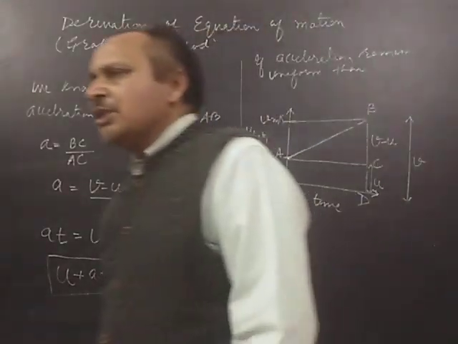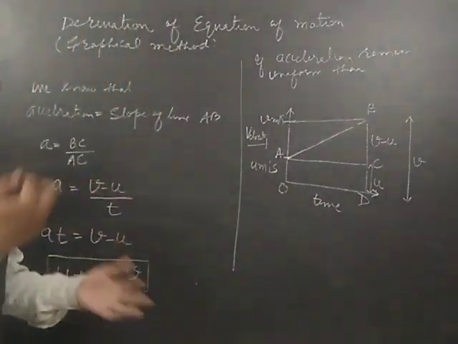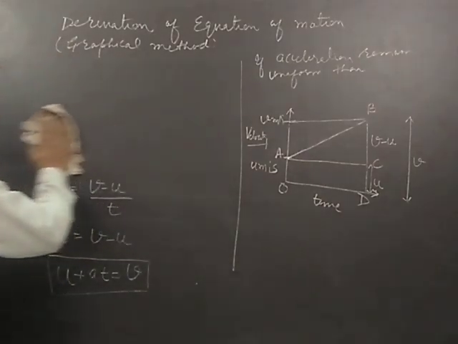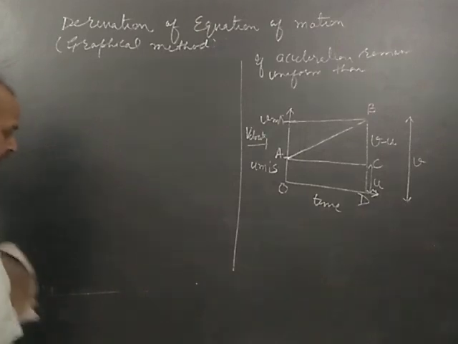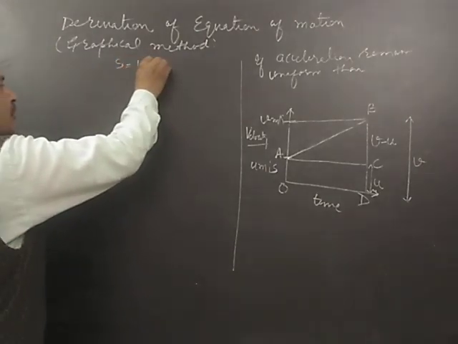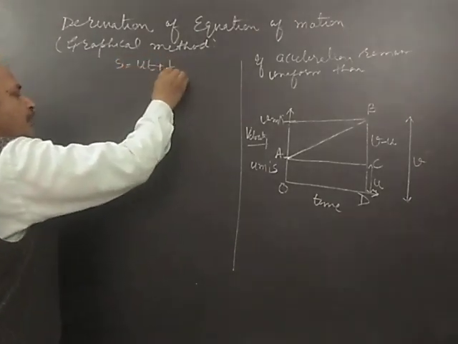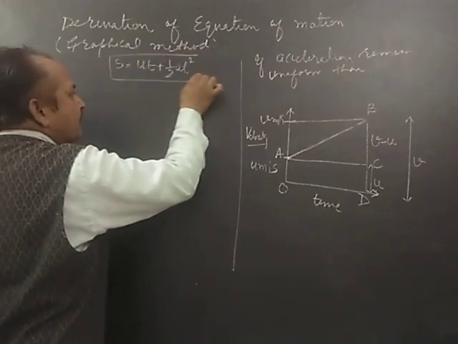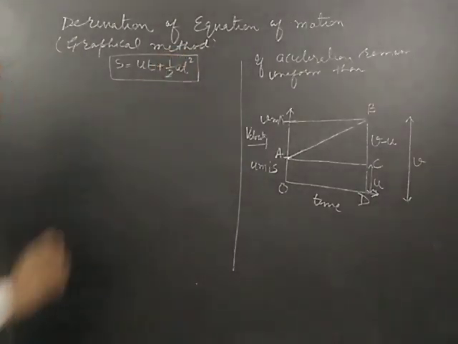Very good. If you have any doubt, you can just rewind the video and go through that concept again. Now, after completing the first equation of motion, we proceed to the derivation of the second equation of motion, and all of us know that the second equation of motion is s is equal to ut plus half at square, and this is what we have to derive.